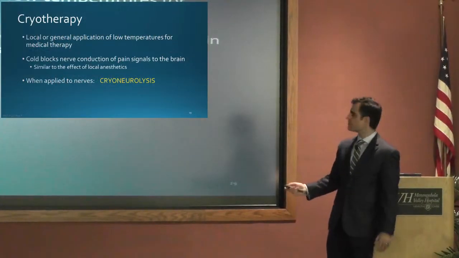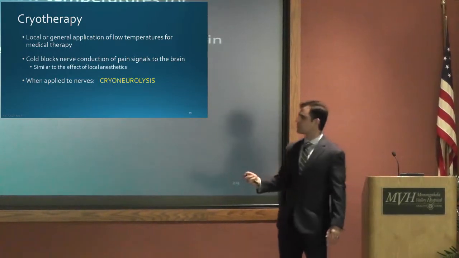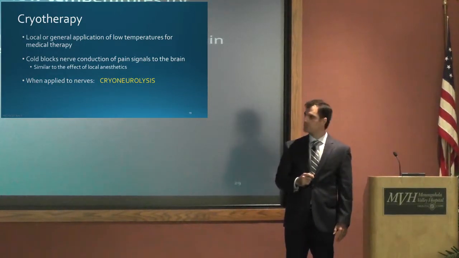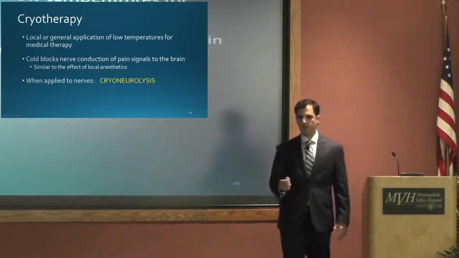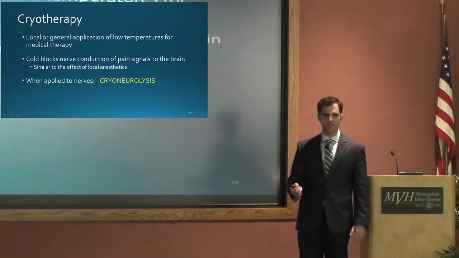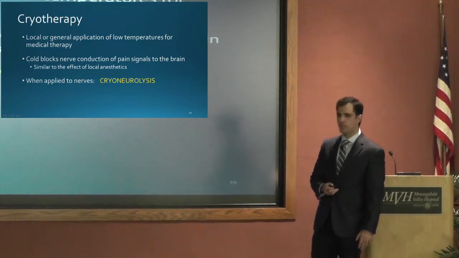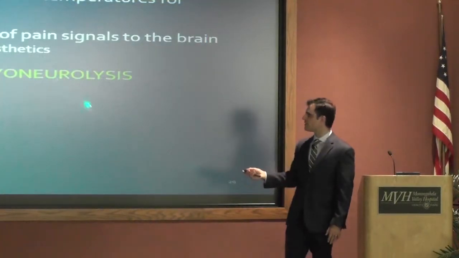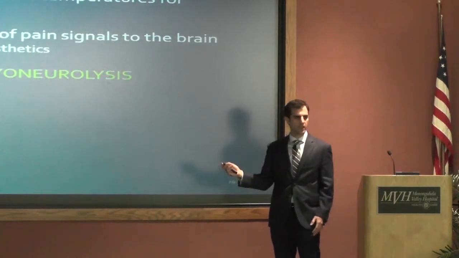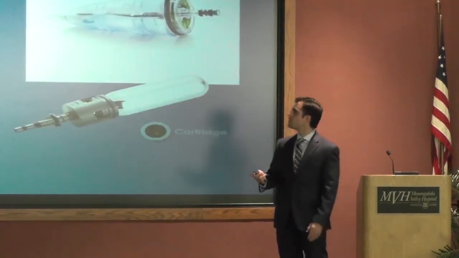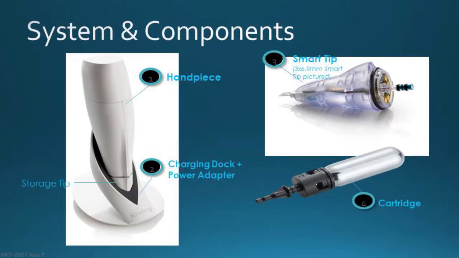Cold blocks the nerve conduction of pain signals to the brain, similar to the effect of a numbing medication given to somebody. It blocks the pain signals. When applied to nerves, it's called cryoneurolysis. Cold to the nerve, that's all it means. Okay? Here's what the device looks like.